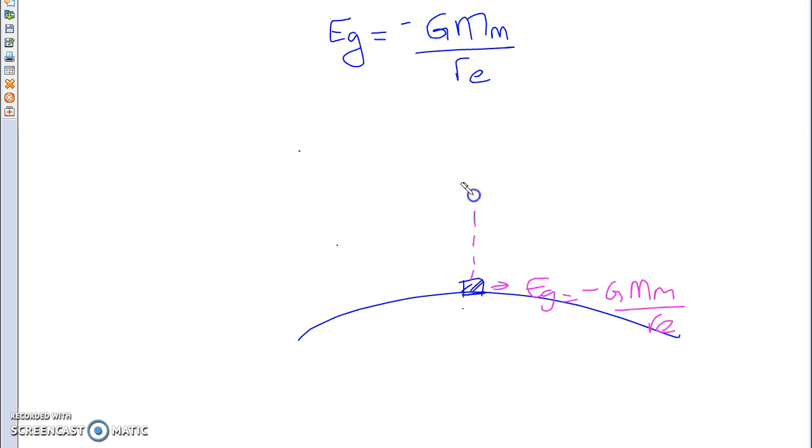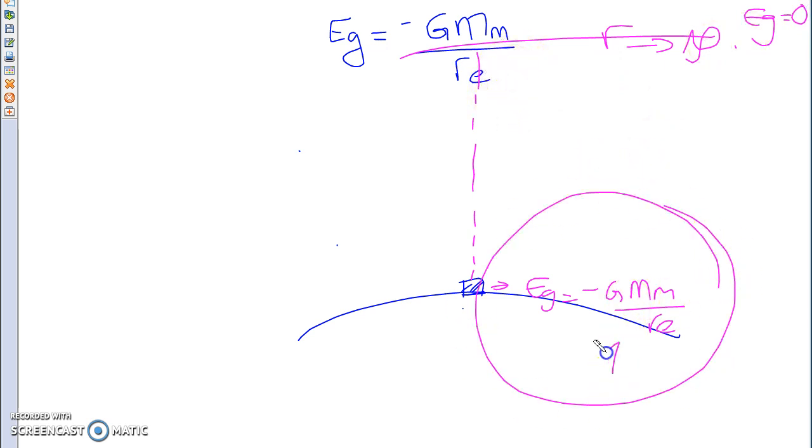Then we said that as the rocket goes up to the point where R approaches infinity, your EG goes to 0. So this is what we said. And this was negative because we talked about it in terms of borrowed energy, correct?